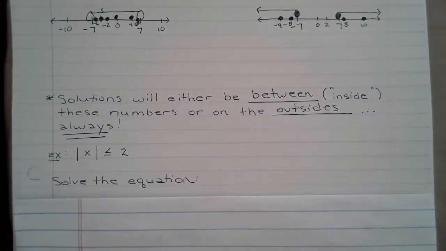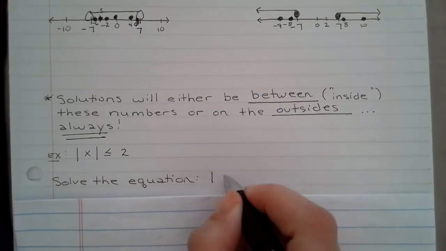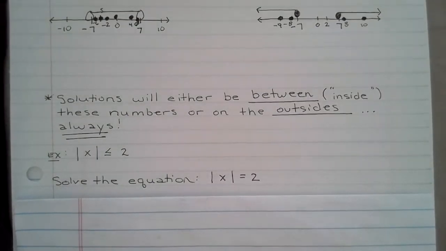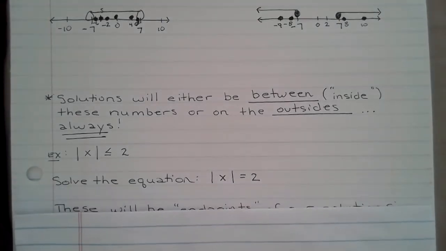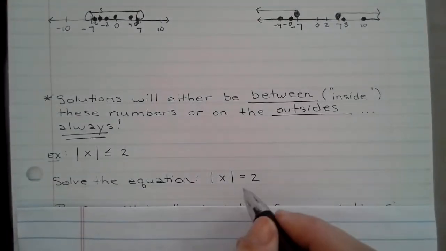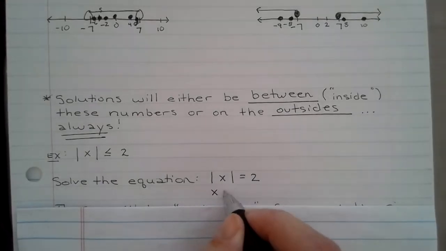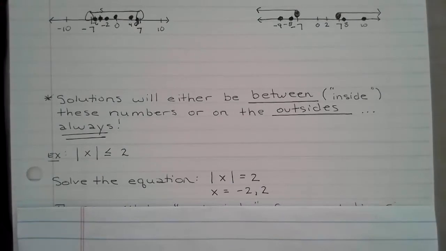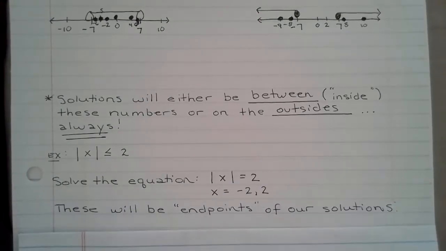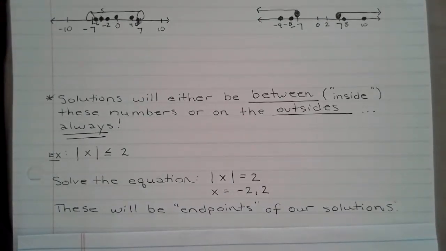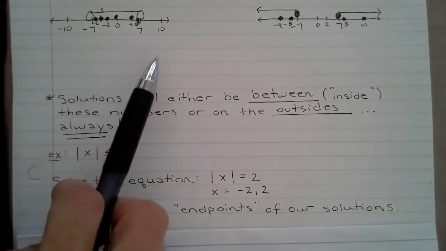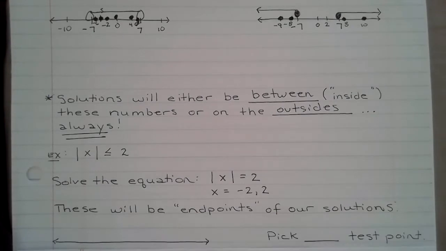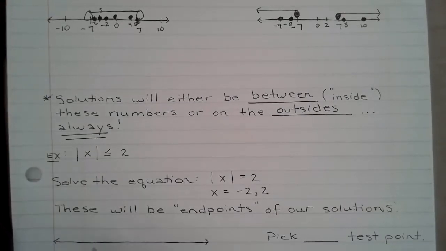Let me show you what I mean here. We're going to think of this as solving a very closely related equation. Just ignore the inequality. If we know that the absolute value of x equals 2, then we know that x has to equal negative 2 or 2. They both work when you plug them in. These will be the endpoints of our solutions, much like our negative 7 and 7 were up here. They were places where solutions either start or stop. Okay, so I'm going to put them on here.